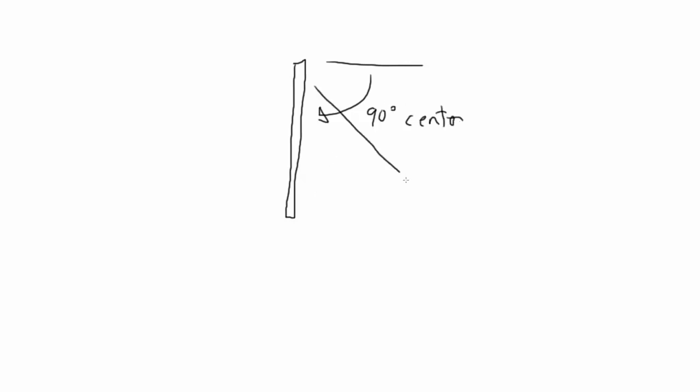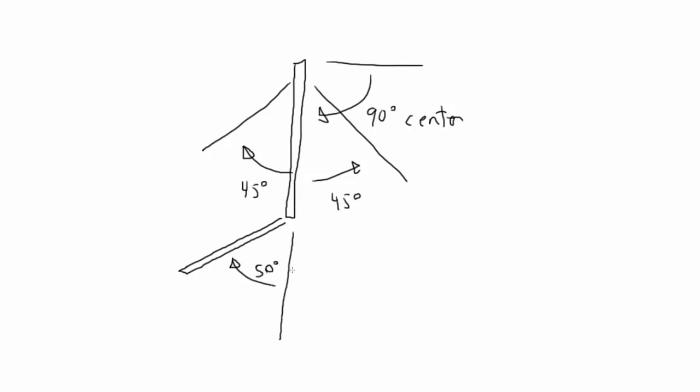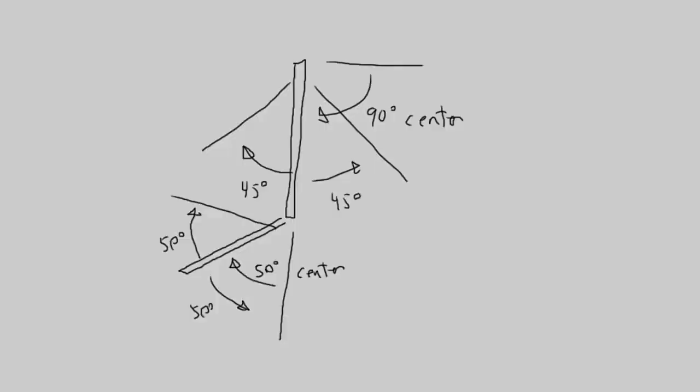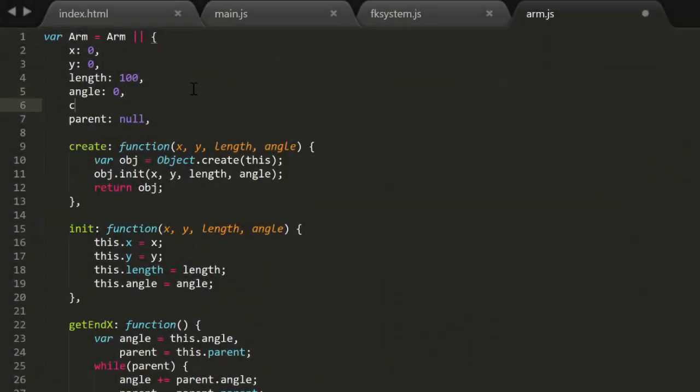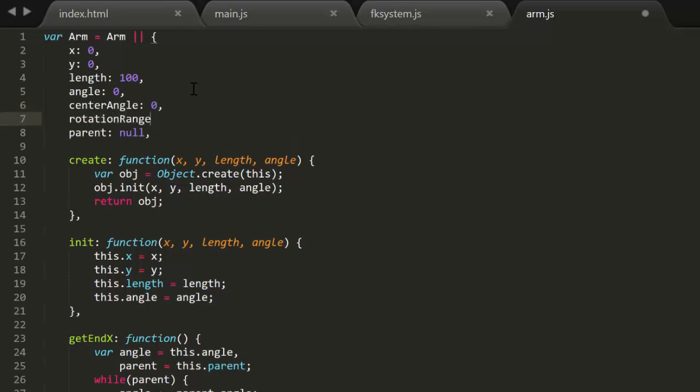One way to look at it is that there's a center of rotation and a range. For the upper leg, the center is 90 degrees, and the range is 45 degrees in either direction. For the lower leg, the center is maybe 50 degrees, with a range of 50 degrees in either direction. These are just rough guesses, and we can tweak them later if we need to. So now we have 2 new values that each arm is going to have, center angle and rotation range. We'll add these to the arm object, and give them default values of 0 and Math.PI/4. Remember that we need to use radians in code. Math.PI divided by 4 radians is the same as 45 degrees.